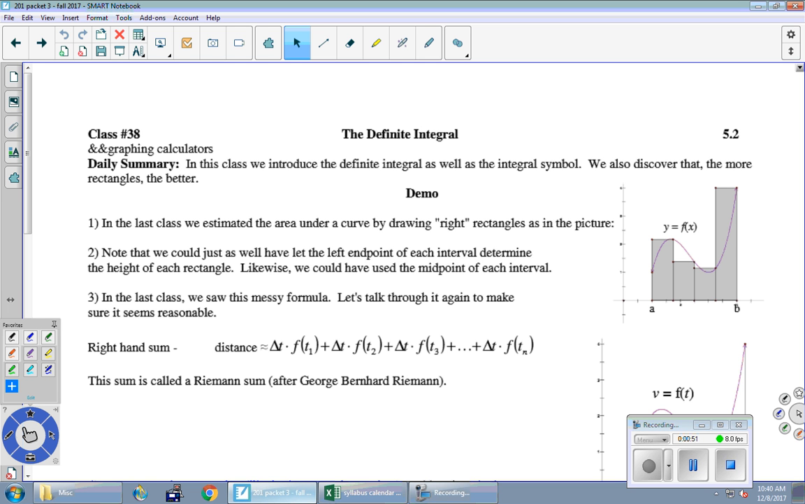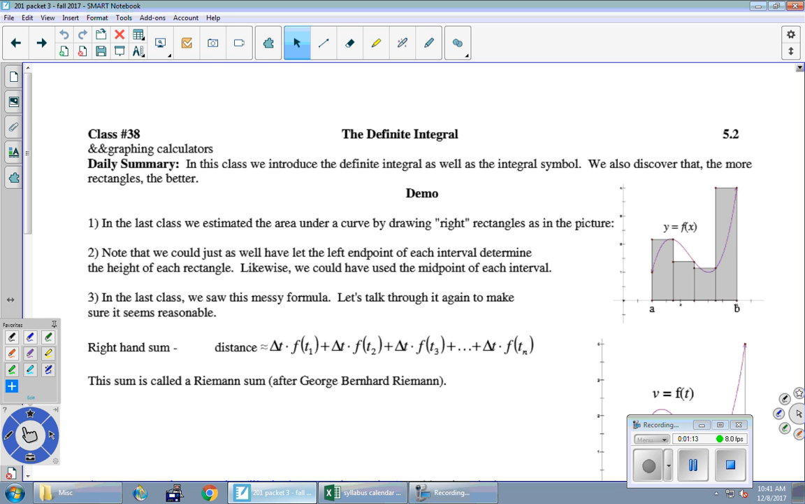And the reason we cared about area under a curve is that if that curve happened to represent the velocity of one of our zombies, then what did the area under the curve represent? The total distance traveled, right? That's what the area was. So apparently area under a curve is sometimes something that has an application. Turns out it's got lots of other applications that we'll see in Calc 2.